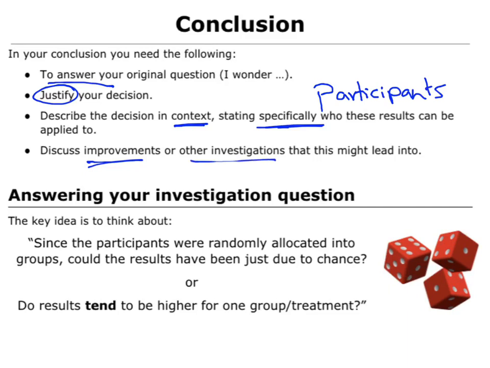So when we come to answering our investigation question, the key idea is we've got to think about what results we could have got just by random chance. Because we randomly allocated and put half of them in one group and half in another group, could the results have just been due to us randomly putting people in those two different groups? Or do the results actually tend to be higher for one of those groups?